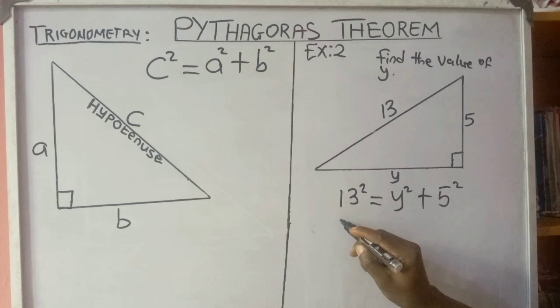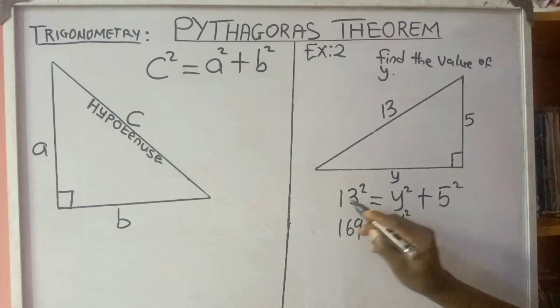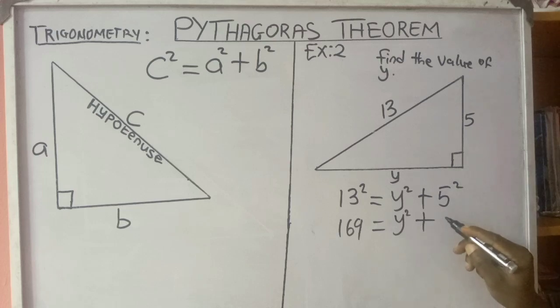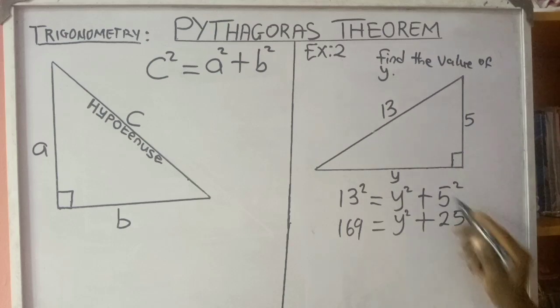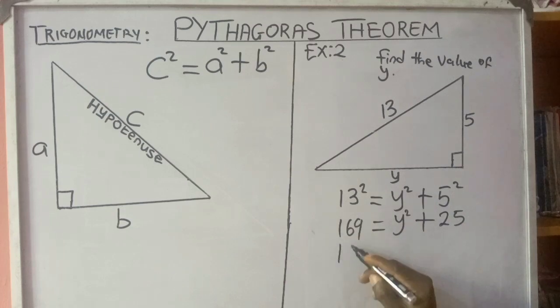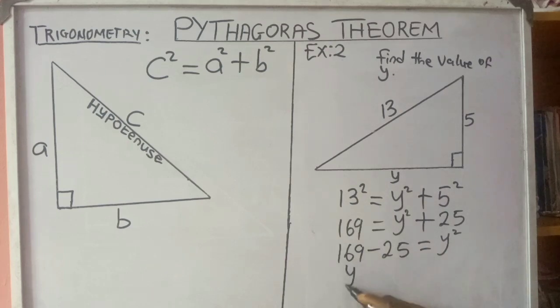That will give us 169 is equal to y squared plus 25, because 13 multiplied by 13 will give us 169, plus 5 multiplied by 5 will give us 25. So what do we do next? We collect like terms. That is to say, plus 25 moving to the other side becomes minus 25. That's what we now have as 169 minus 25 is equal to y squared. So what do we do next? That becomes y squared is equal to 169 minus 25, which will give us 144.